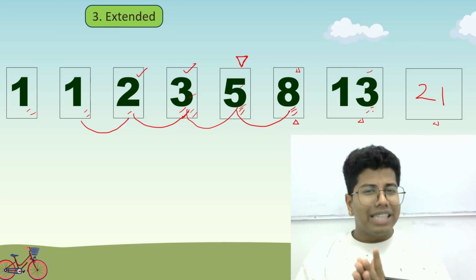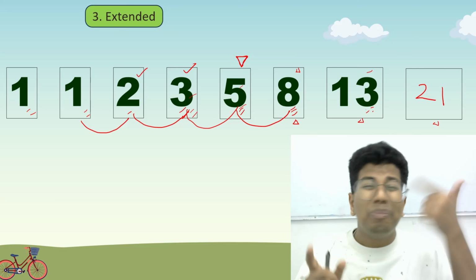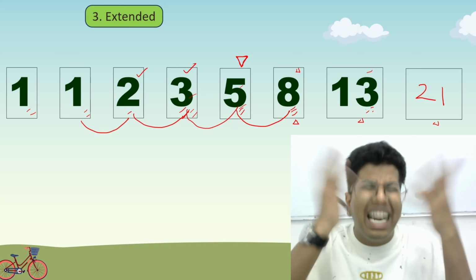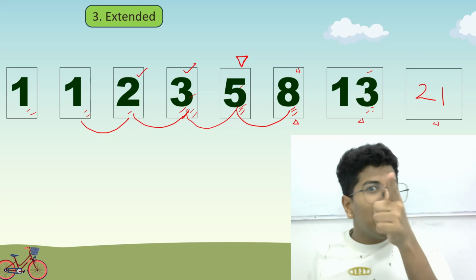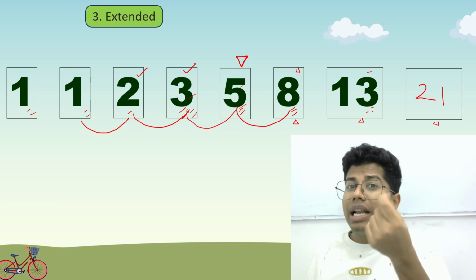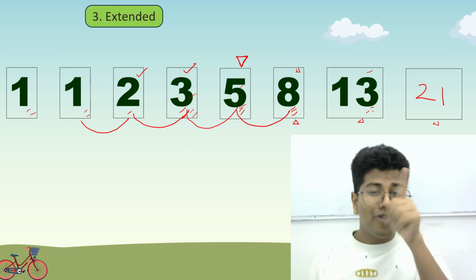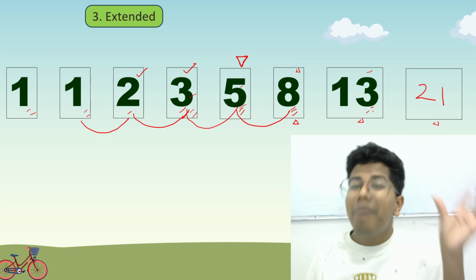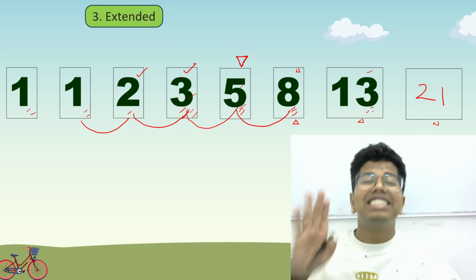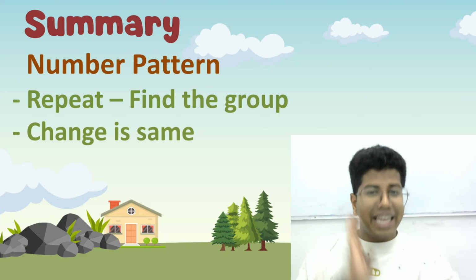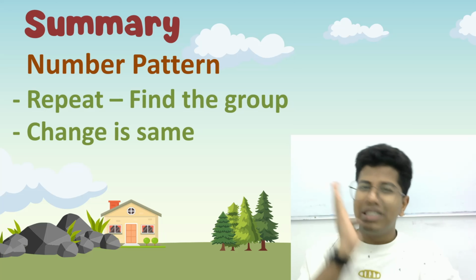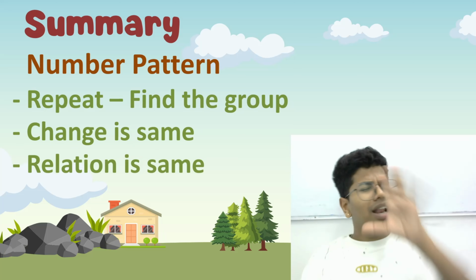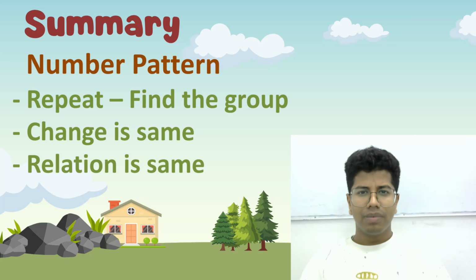So it's not just about the part that is repeated or the change that is the same. Sometimes there is a relation between the numbers that is not changed. For example, here it's the sum of the previous two numbers. So the relation is the same. So here I can write down the third part in our summary. That is, the relation is the same.